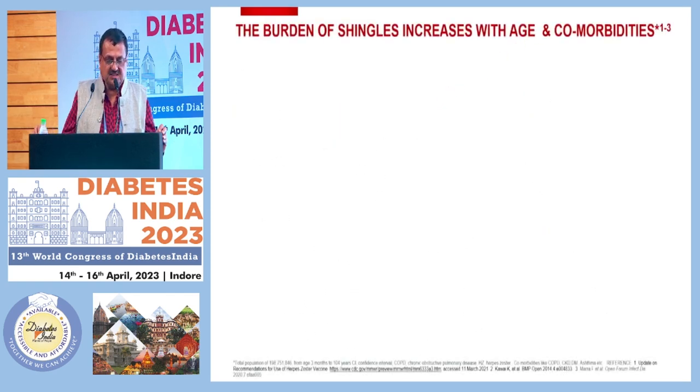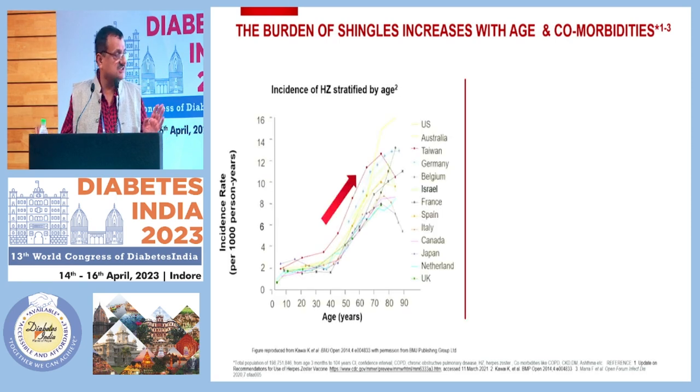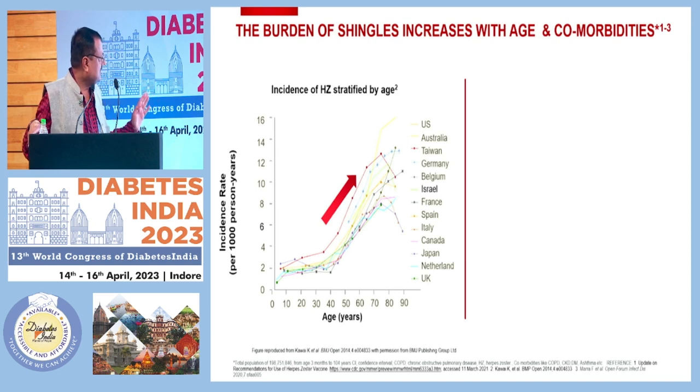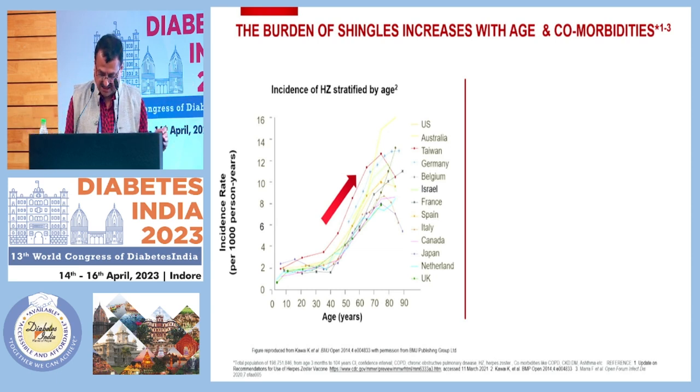Now, what is the burden of shingles? It increases with age and comorbidity. If you see this graph, it clearly shows that as age advances, the incidence per thousand per year increases. And it is even seen in well-developed countries. Up to 50, the chance will be lesser, and among those aged 80 to 90, it is at the higher side.